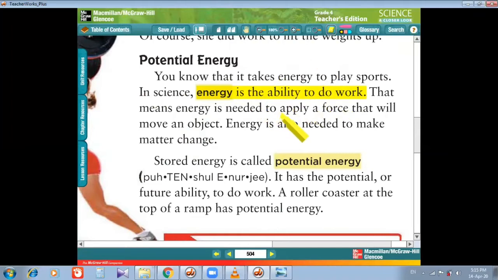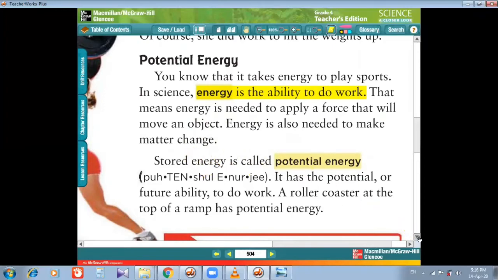That means energy is needed to apply a force that will move an object. For example, if we want to do some work, we need to apply some force. If we need to apply some force, we need energy. Energy is the ability to do work. How do we do the work? Because we do the work by applying force on some object. When we apply some force, for this we need energy. Energy is also needed to make matter change.